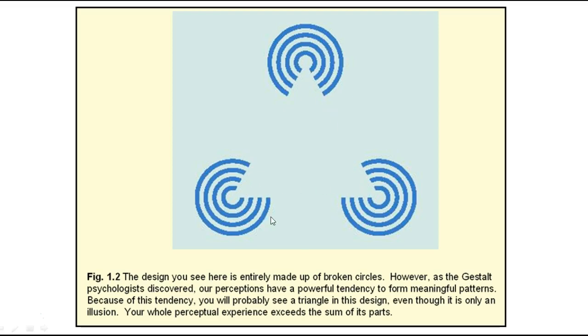But because of the way the broken circles are drawn and because of the way that we perceive things, we tend to see a triangle here. So this whole perceptual experience exceeds the sum of its parts. The triangle is what sticks out to us, not the broken circles.